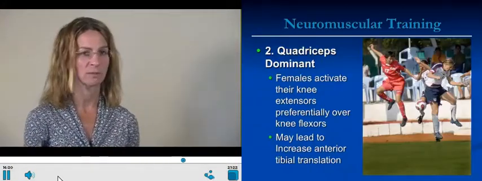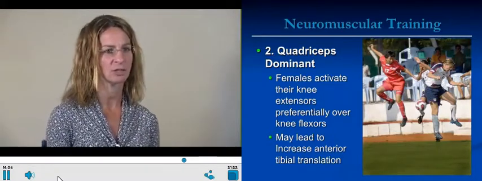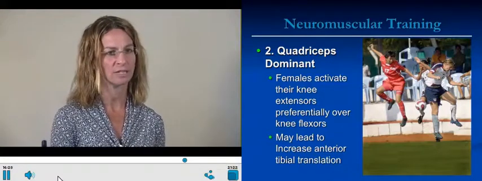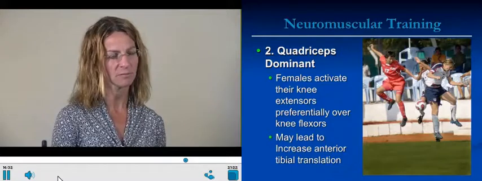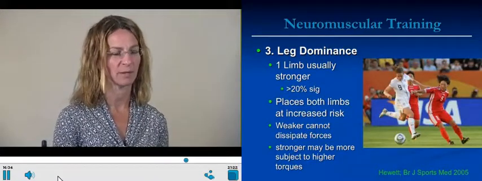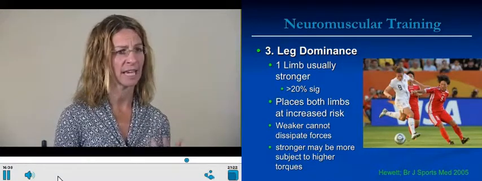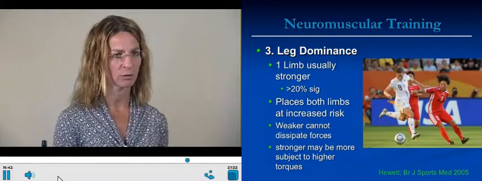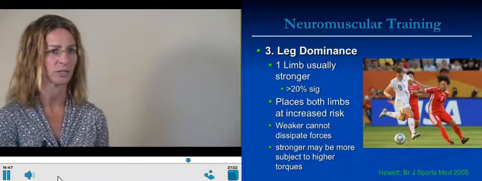Females are also quadriceps dominant, which I've mentioned before. They tend to activate their knee extensors preferentially over their knee flexors, which again may lead to increased anterior tibial translation and stress on the ACL. Females are also leg dominant, so one limb is usually stronger than the other. And this, again, places both limbs at risk. The weaker cannot dissipate all the forces, and the stronger may be subject to higher torques, thus causing injury.